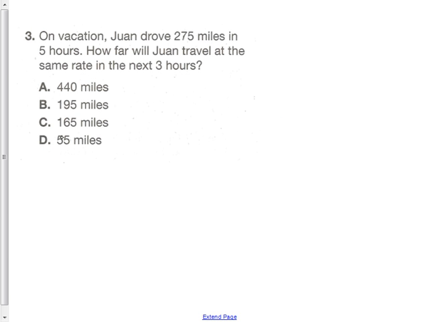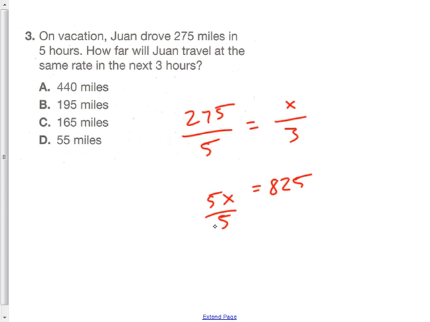On vacation, Juan drove 275 miles in 5 hours. So how far will Juan travel at the same rate in the next 3 hours? So again, here's your hours, you match it up. We've got to find how many miles, so let's cross multiply. Let's go 5x is equal to 3 times 275, which is 825. Divide both sides by 5.